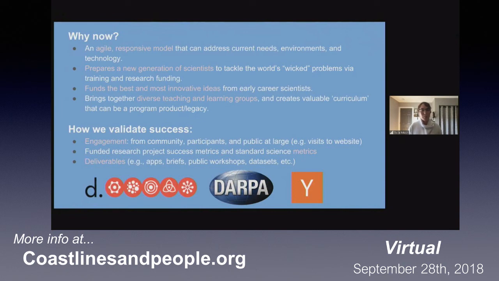We'll validate the program by looking at engagement from the community, from participants, from the public at large, and we'll use standard science metrics as well as individual metrics that are developed for each of the funded research projects. And we'll also have people who can help support all of the participants and those who are funded later on in producing usable deliverables, and we'll look at how well those are used. And they might run from apps to policy briefs to data sets, et cetera.